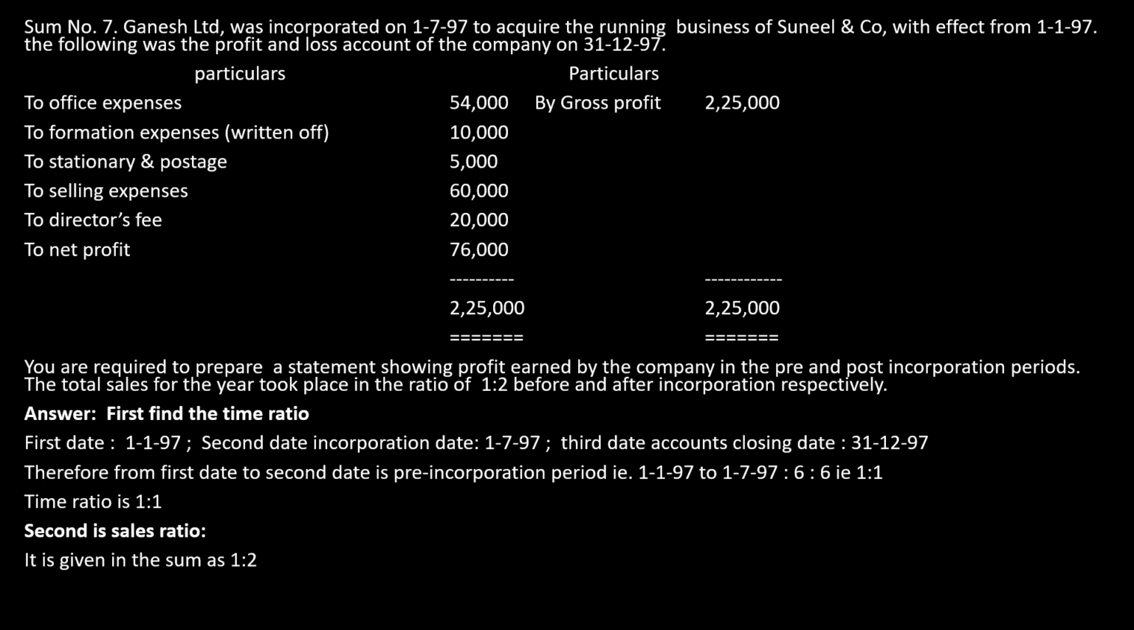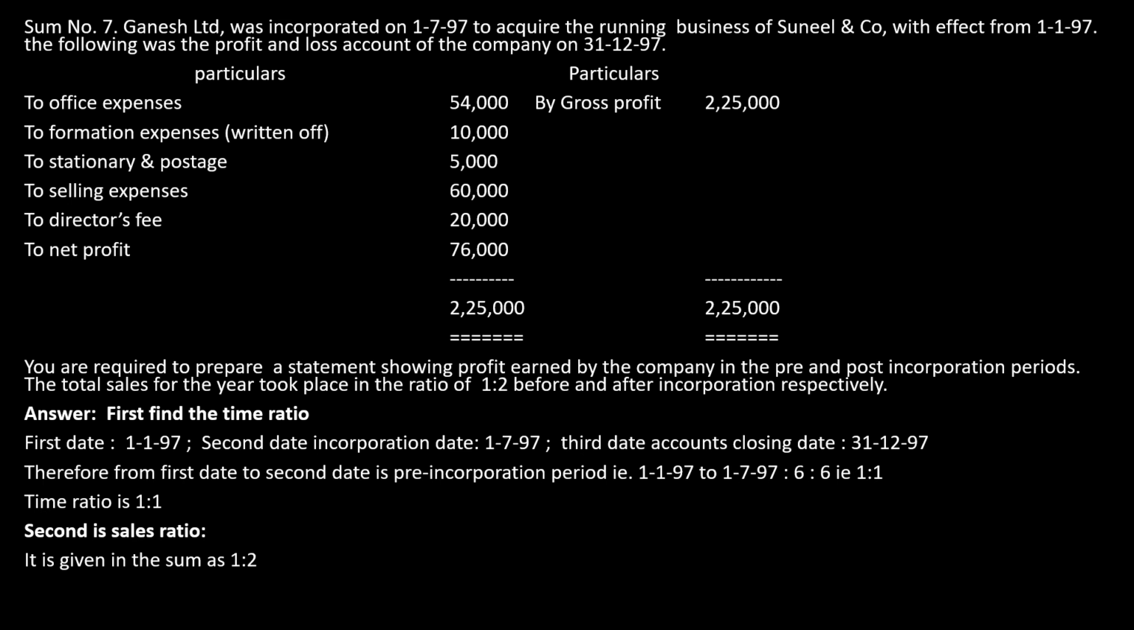The incorporation date can be written as registration date also. Registration date and incorporation date mean one and the same, but that doesn't mean the formation date, and it doesn't mean the commencement date. Commencement date is different. Commencement date will not be considered anywhere in the sum. Incorporation date and registration date are the same. Then the third date is the closing date of accounts, 31st December.